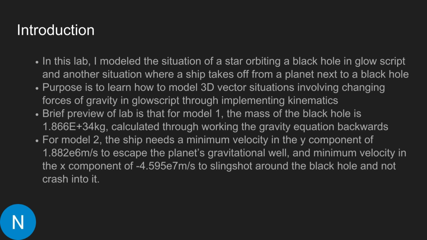For Model 2, the ship needs a minimum velocity in the y component of 1.9 times 10 to the 6 meters per second and negative 4.6 times 10 to the 7th meters per second in the x component in order to escape the planet's gravity well and slingshot itself around the black hole and not crash into either, so then it can escape both of the planet and black hole's gravitational wells.